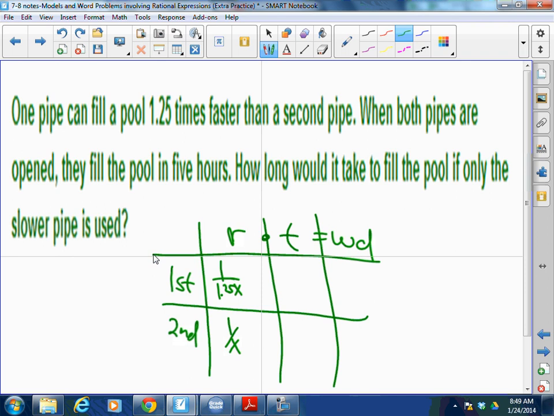Okay. When both pipes are open, they fill the pool in 5 hours. So working together, they fill it in 5 hours. Okay. How long does it take to fill the pool? Well, the work done by the first pipe is 5 over 1.25x, because that's the rate. And the second one is 5 over x, because that's its rate. Okay? Does that make sense? So, the rate of the first pipe for 5 hours plus the rate of the second pipe for 5 hours equals 1 complete job.